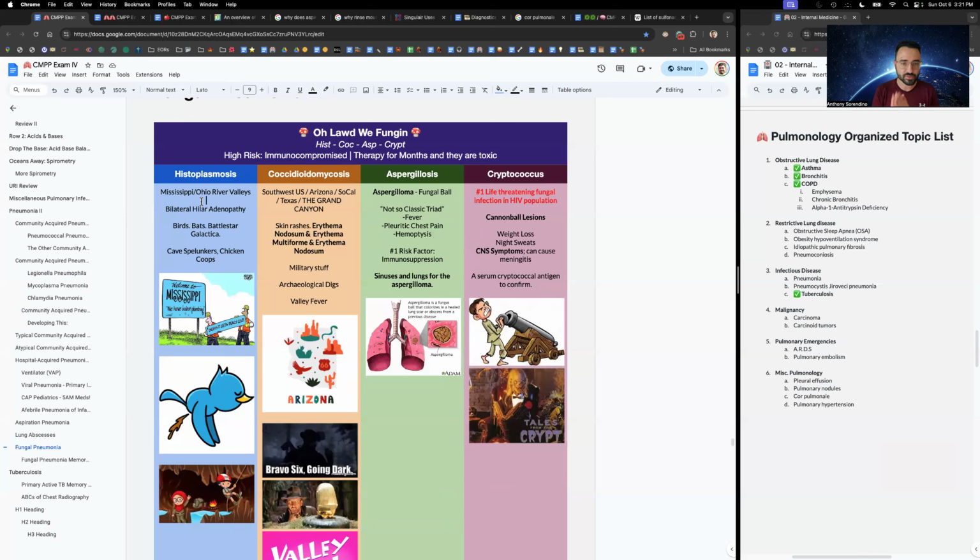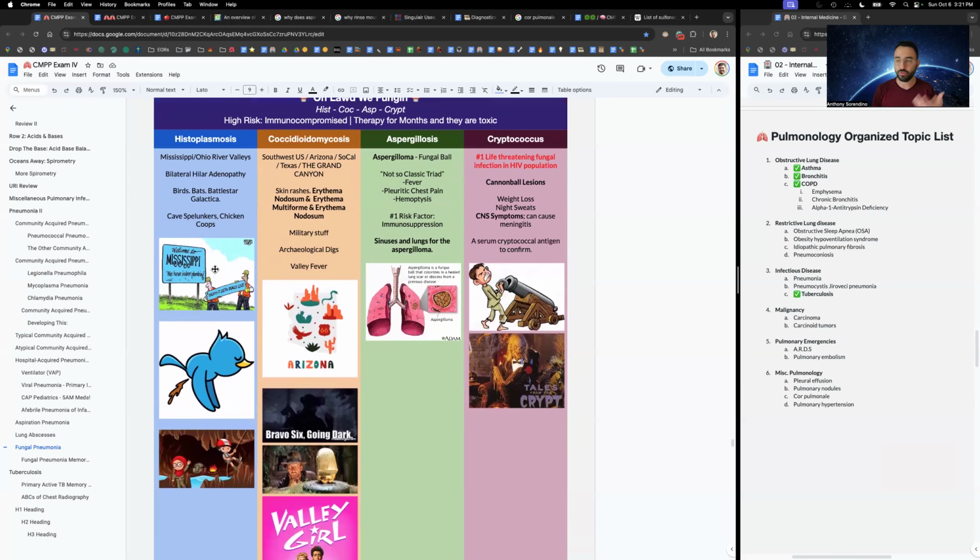Coccidioidomycosis. This is going to be more in Arizona, the Grand Canyon. This is from military maneuvers. I always think of Tony Stark and all of the dust that's blowing up as he's blowing things up in the desert. You get all these skin rashes with this as well.